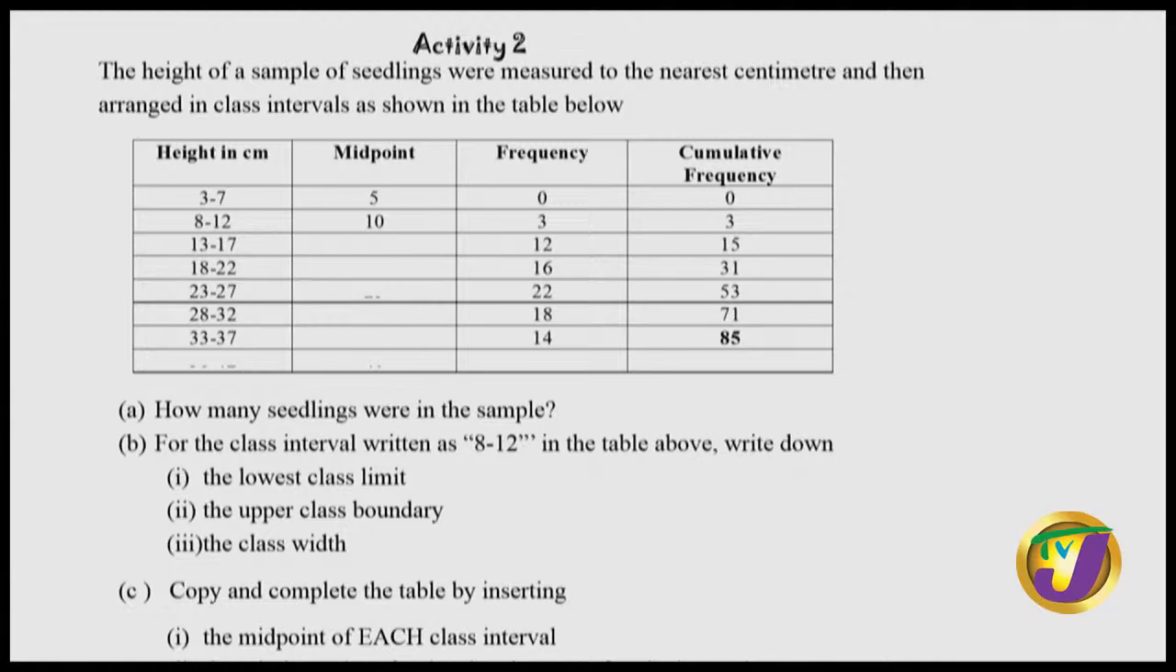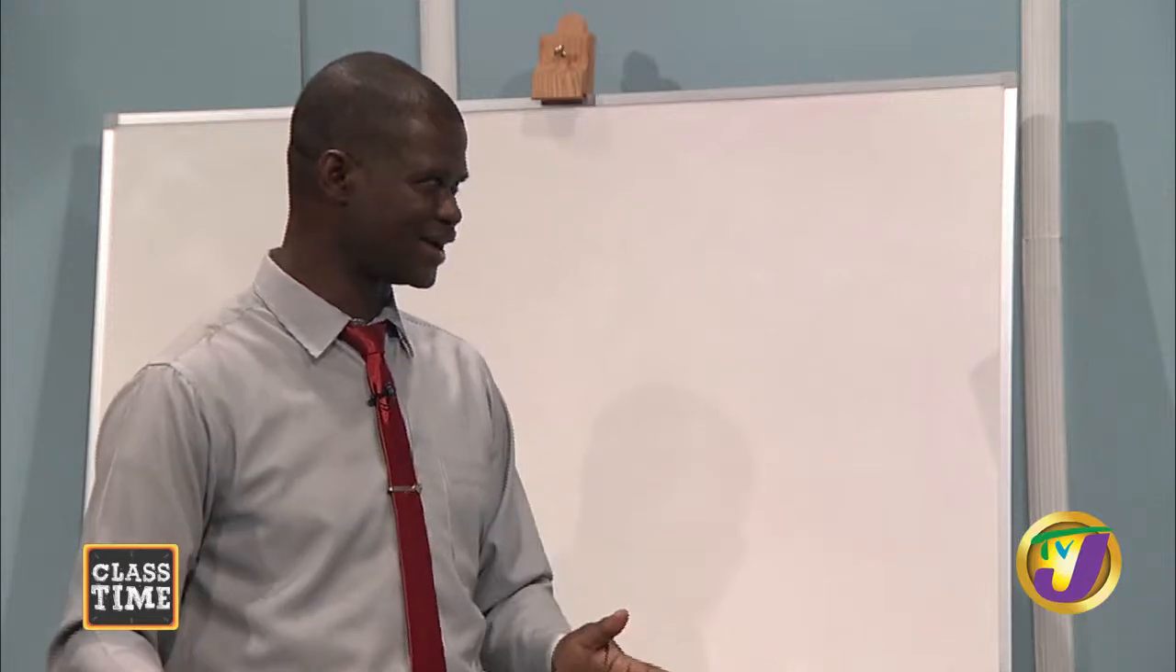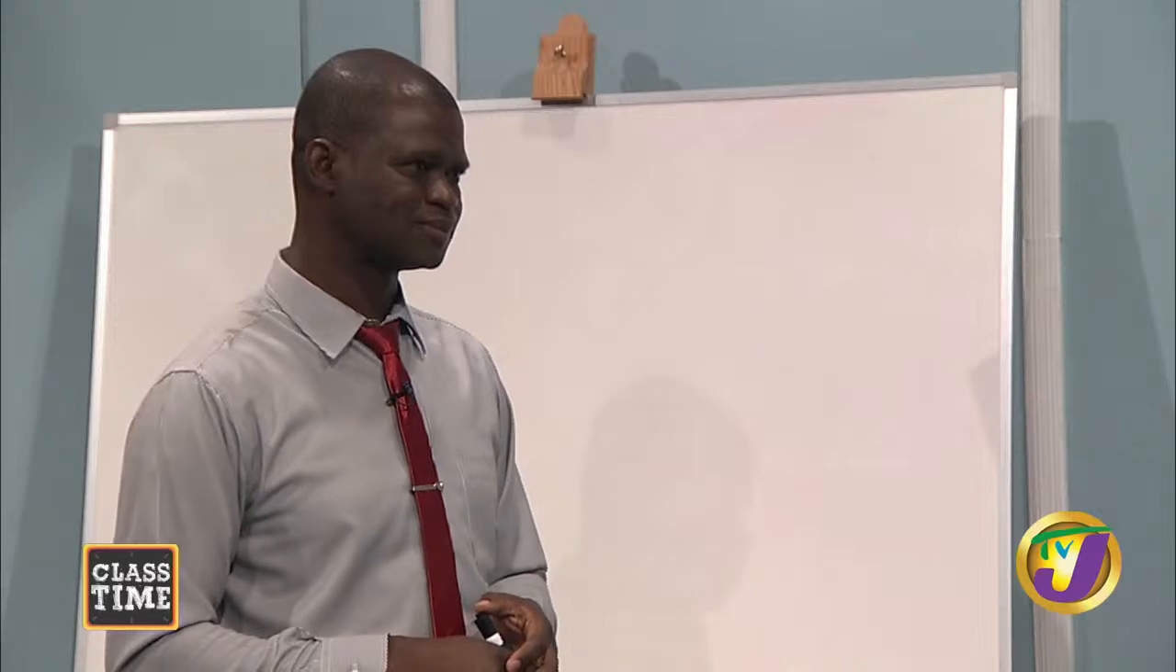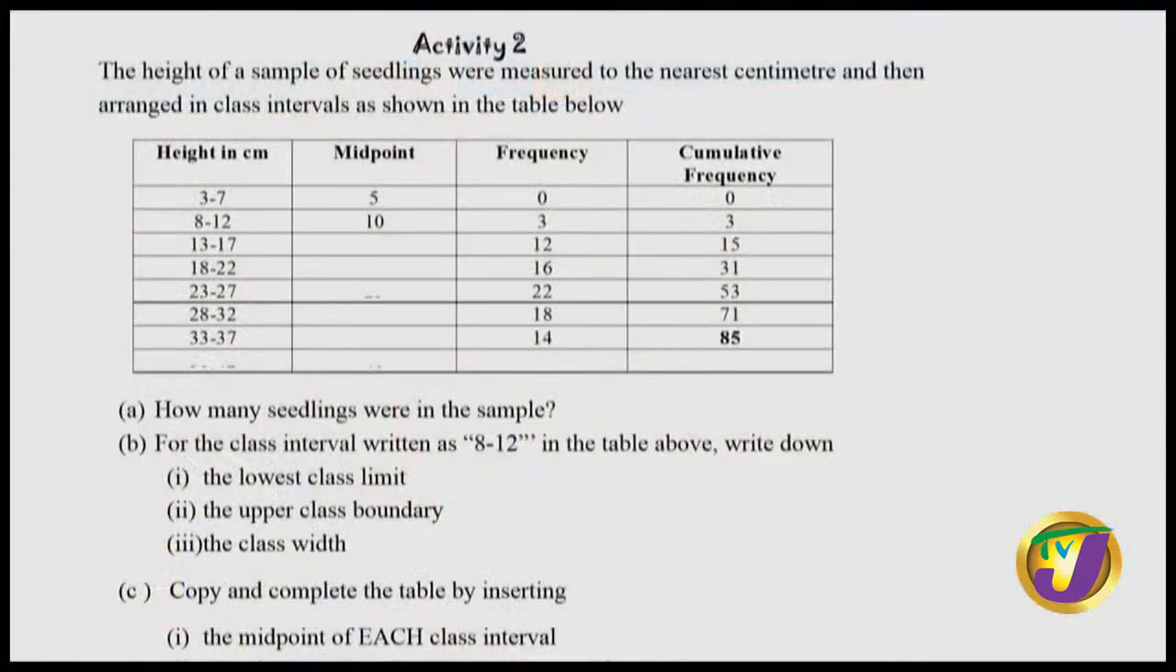And the very last question asked us for the class width. What are we talking about there? How many seedling heights are in a particular class? So 8 to 12, for example: a height of 8, 9, 10, 11, 12. So the width of that particular class would have been 5. We could also subtract the 2 consecutive lower limits, for example 8 subtract 3 would give you 5. So we could get our answer like that as well.